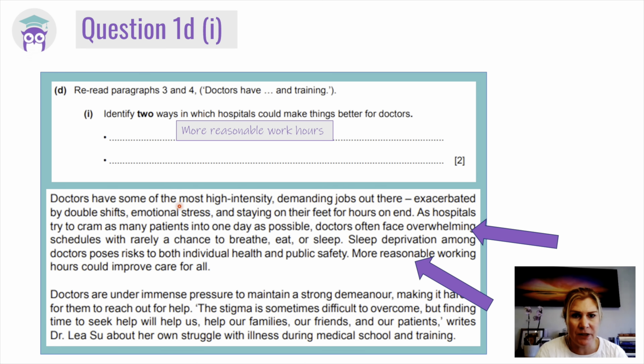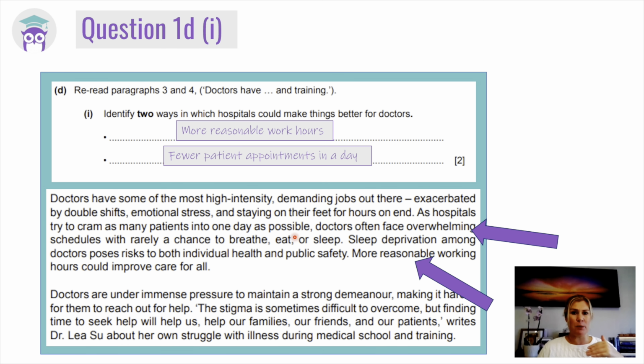Now if you look in this area of the text here, exacerbated by double shifts, emotional stress, staying on their feet for hours on end. This is saying what is wrong, yeah? Likewise, hospitals try to cram as many patients into one day as possible. This is saying what is wrong. So by looking at what they're saying the problem is, you can find the solution.